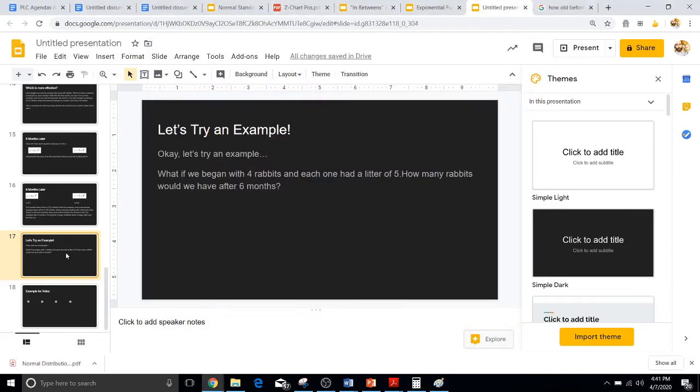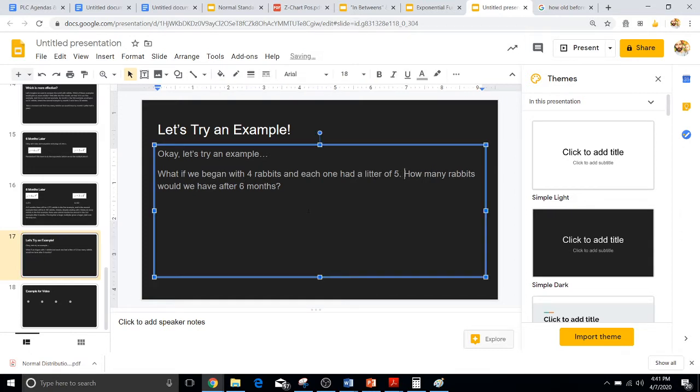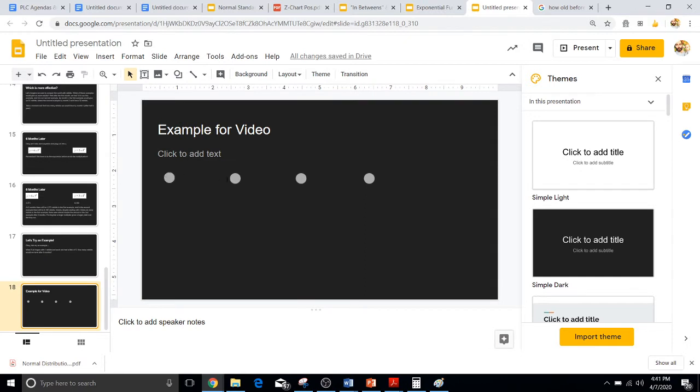All right, for today's video, we are going to go with this example that I've just given you. It says, what if we began with 4 rabbits and each one had a litter of 5? How many rabbits would we have after 6 months? Well, in order to start this one, let's model it with 4 circles. Let's let each of these 4 circles represent a rabbit.